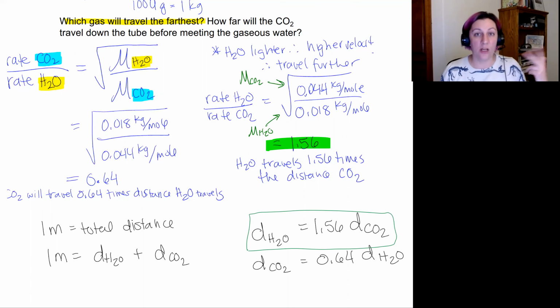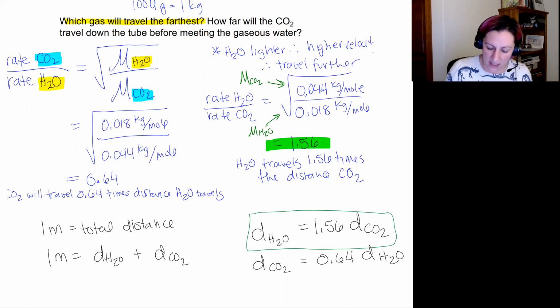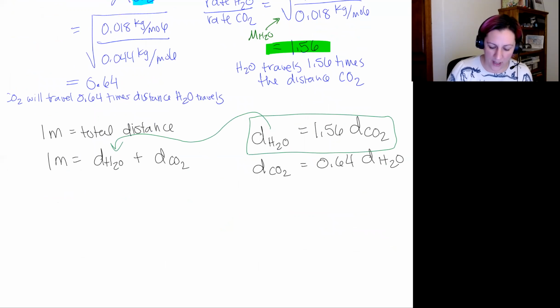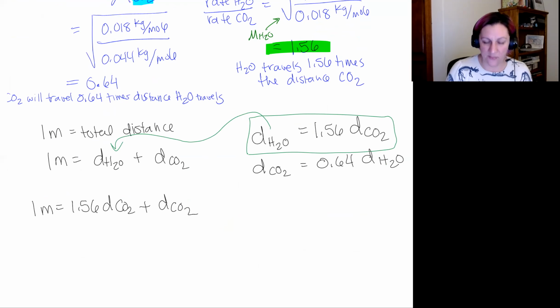And I'm going to then substitute in my distance. I've got two equations and two variables. So that's coming back to algebra. I'm going to substitute that in right here. And so my equation now looks like 1 meter is equal to 1.56 times the distance of my carbon dioxide plus the distance of my carbon dioxide. I can now combine and solve for that distance the carbon dioxide travels.